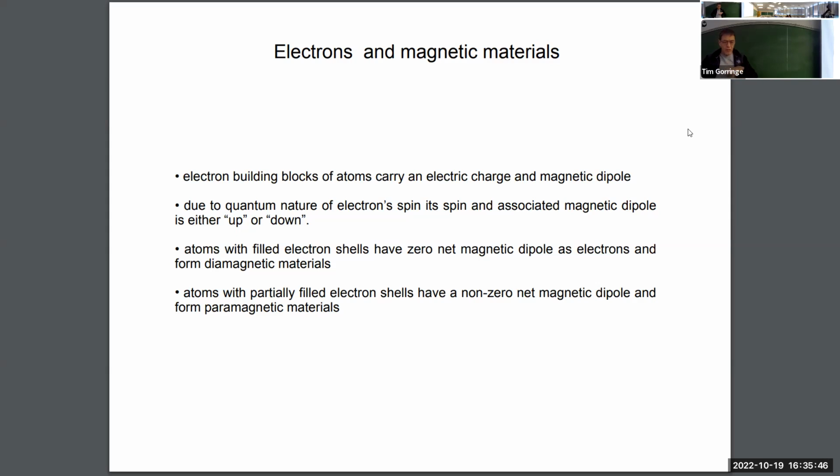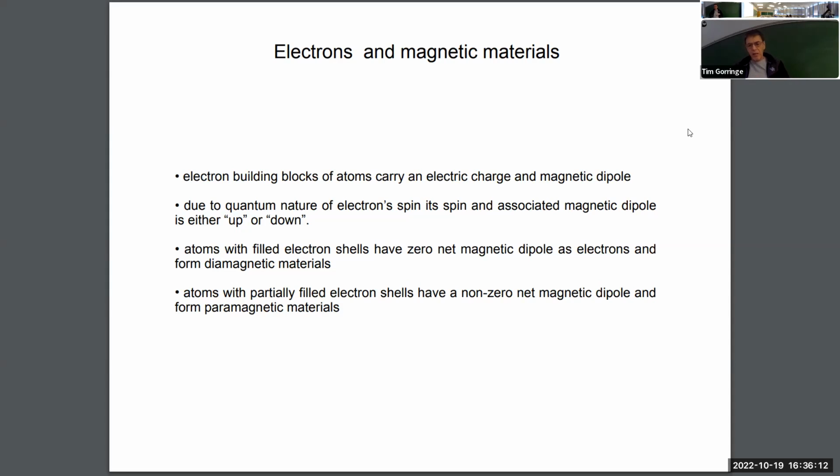So when you think about an electron, because of the quantum nature of the electron, the important point is, given a particular axis, say a magnetization axis, the electron's spin and the electron's magnetic moment can either be aligned with that axis or anti-aligned with that axis. So it's either up or down.